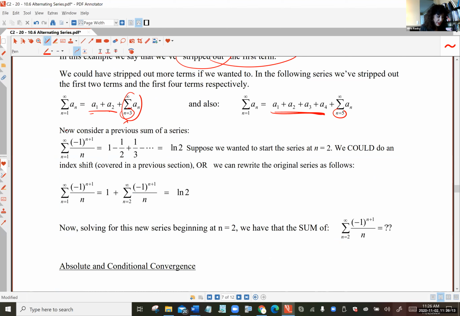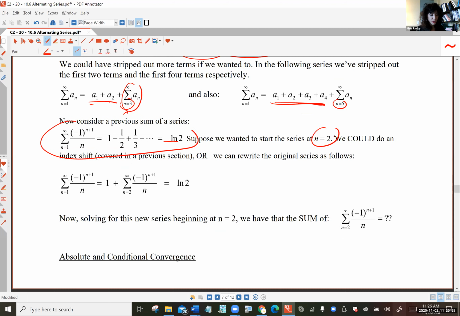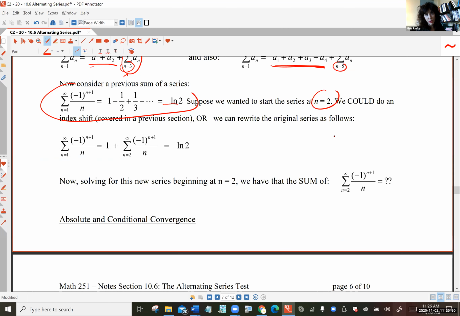So if you're going to do this for this series here, where we had 1 minus a half plus a third, et cetera, and then I told you, you had to accept it, that the infinite sum is ln2. What if I said, hey, I want you to start at n equals 2? By the way, this is not index shifting that we're doing, okay? Index shifting is a whole other ball game. This is not that. So please don't get confused here. I'm doing something called stripping terms. So you could do an index shift, but we're not doing that.